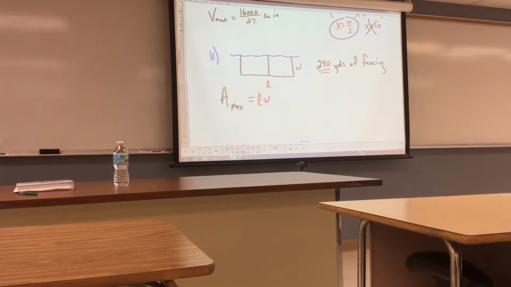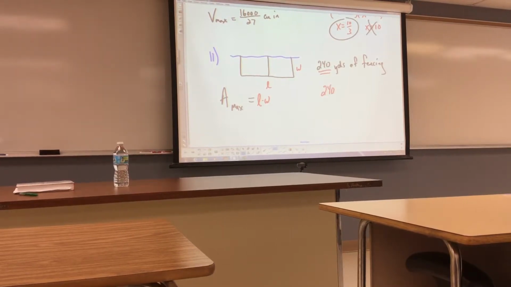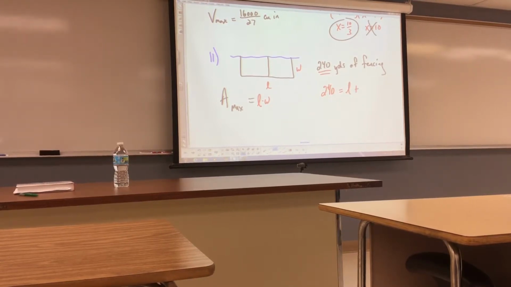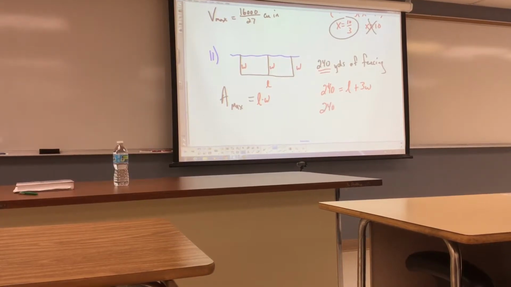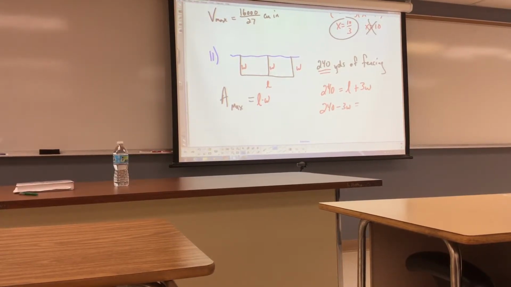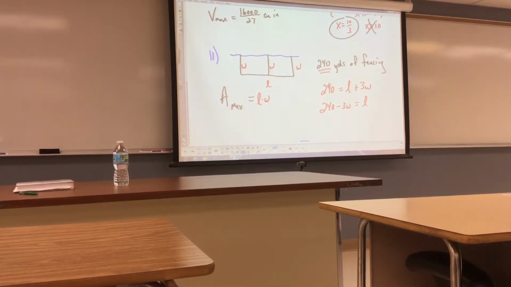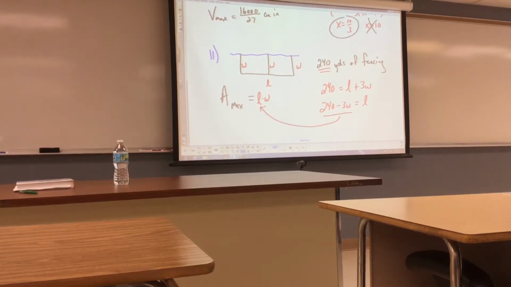So we're going to say that what? What does 240 get me? 240 gets me 1L and 3W. Yeah, so 3 W's. Okay, so I'm just going to solve for L here. So 240 minus 3W equals L. Right, I just got to get one of those letters by itself. Then I'll take this and plug it in for that L.